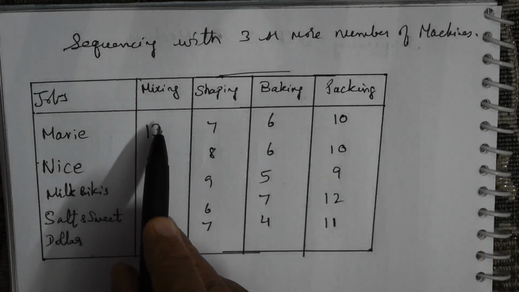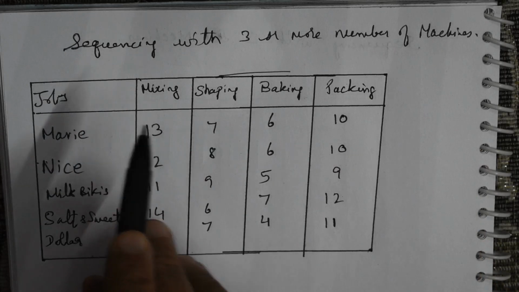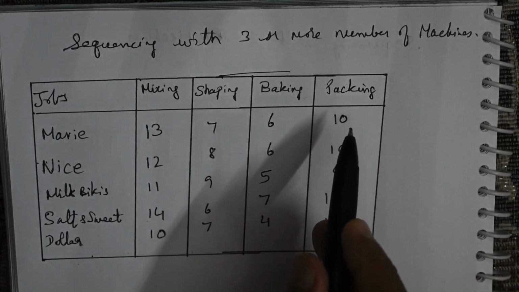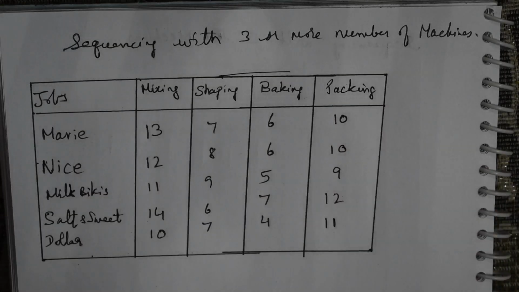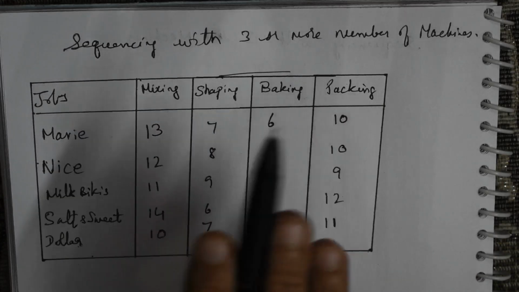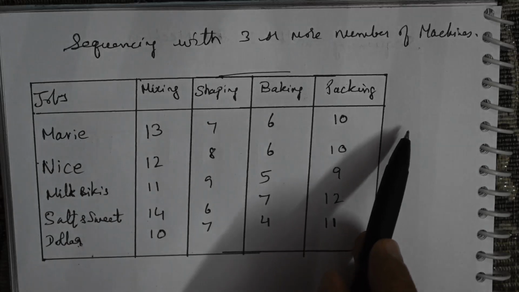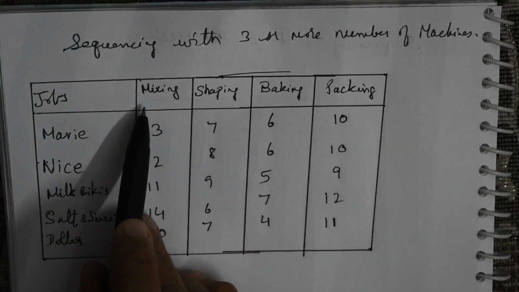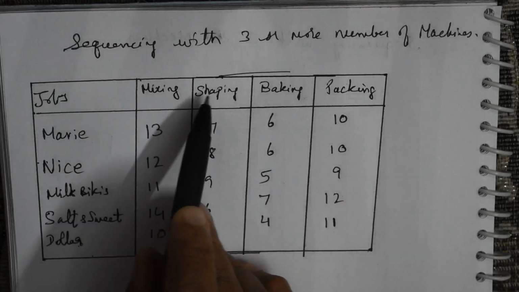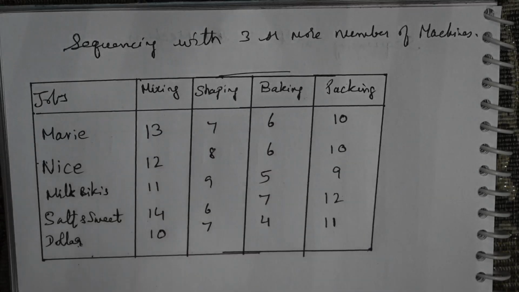The mixing cannot be taken as the third machine, and baking cannot be the first machine. You cannot bake and then mix. So which means for each of these biscuits, the machine order will remain the same. And for every biscuit to be completed, it should follow the process of mixing, shaping, baking and packing.